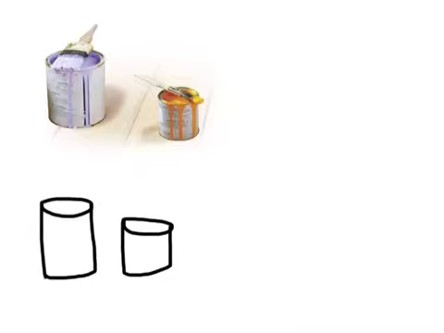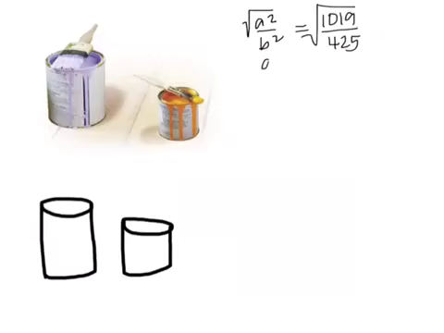Let's set up our ratio. So our ratio is going to be from the larger can to the smaller can. Let's start out with the areas. So it's going to be a squared over b squared, which is equal to the area of the larger can, 1019, over 425. And to simplify the squared, we're going to square root each of these, which is going to get us to a over b is equal to the square root of 1019 over the square root of 425.